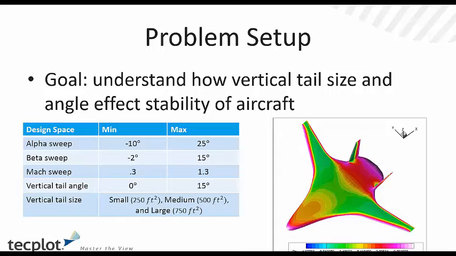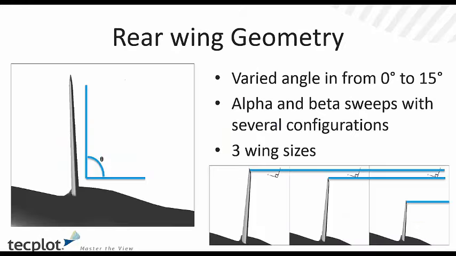The vertical tail angle we varied from 0 degrees to 15 degrees, and the vertical tail size varied from small, which is 250 square feet, to large, which is 750 square feet. And we'll walk through that. A couple of quick notes on the rear wing geometry. The two things that we varied were the angle, which is the angle relative to the body, and that we swept from effectively 0 to 15 degrees.